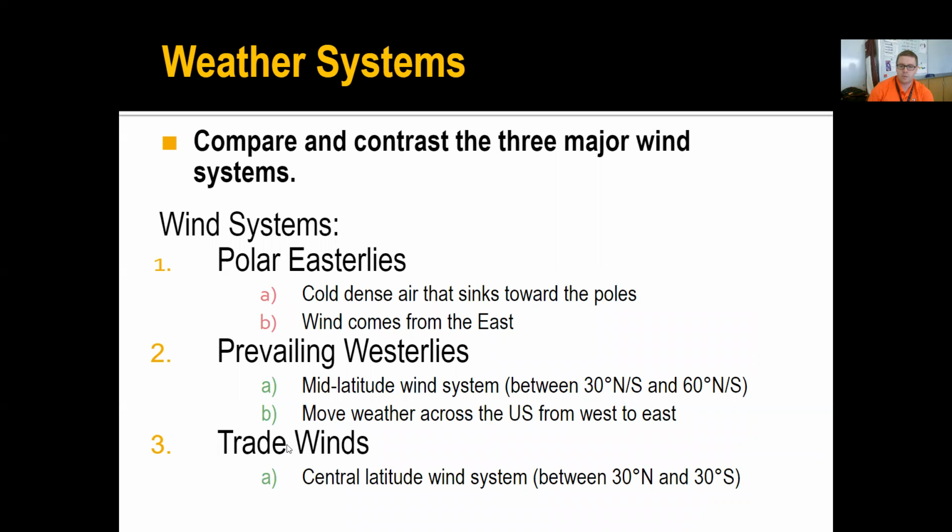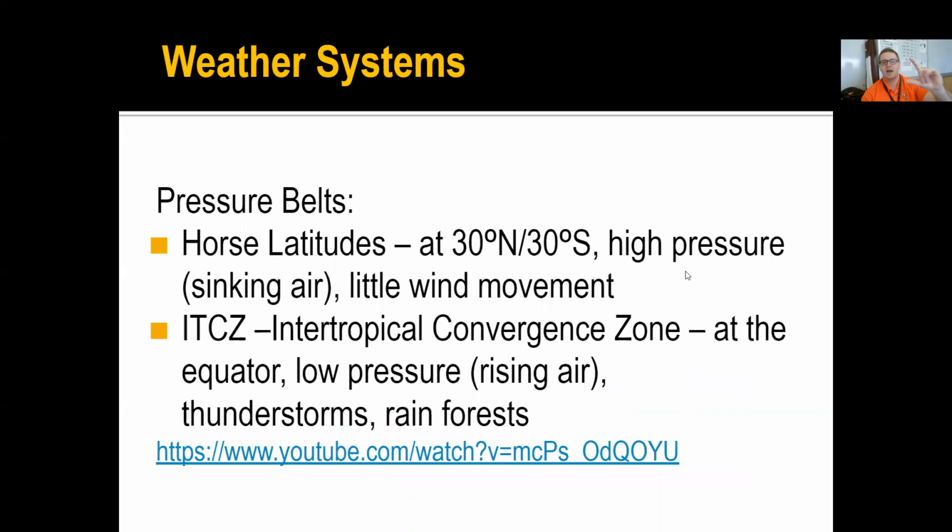And then we also have the trade winds, which are found closer to the central latitude wind systems, around 30 north, 30 south, that move in the opposite direction of the prevailing westerlies. We also have these pressure belts that come into play. At 30 north, 30 south, we have the sinking air, not a lot of wind movement with this, called the horse latitudes. And then one that's very important, the intertropical convergence zone, or the ITCZ, which is found near the equator.